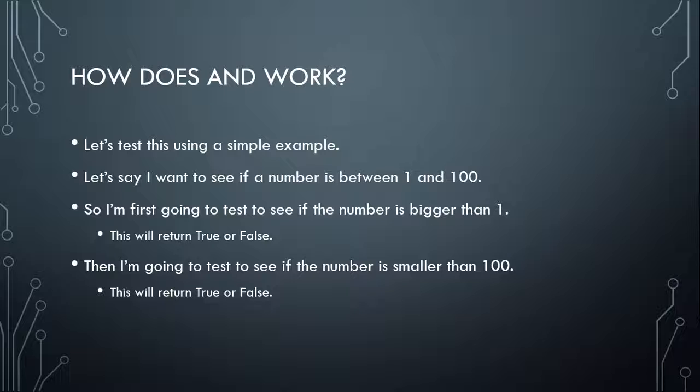Then I'm going to test to see if the number is smaller than 100. Now this is going to return either true or false. So if the number was 99, obviously it would be true. If the number was 150, it would be false. And if it was 100, equal to is not the same, so it would make it return false because we're looking for between 1 and 100. We're not including those two numbers. So anywhere from like 2 to 99.